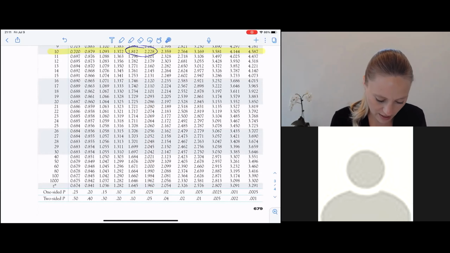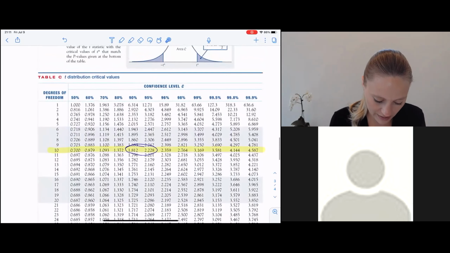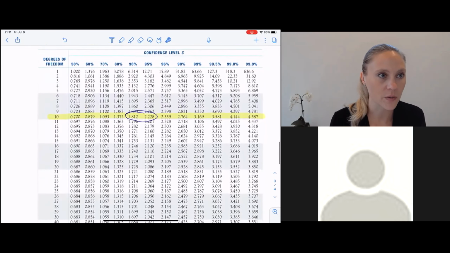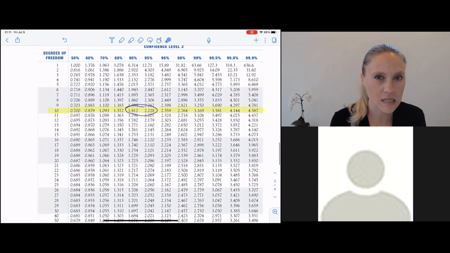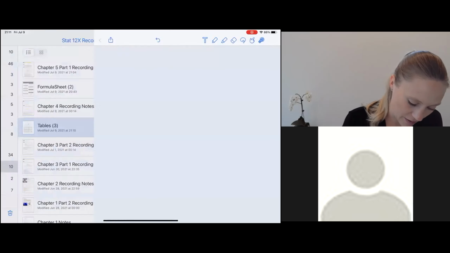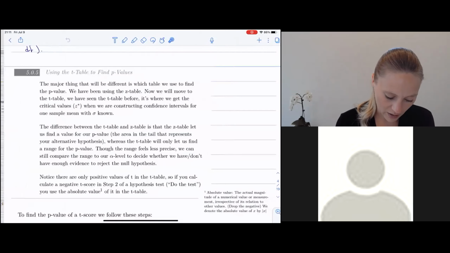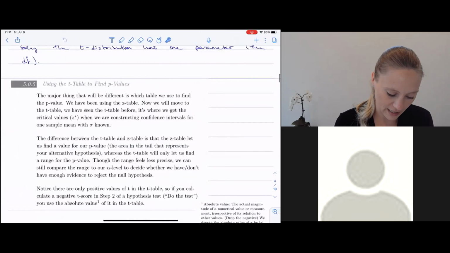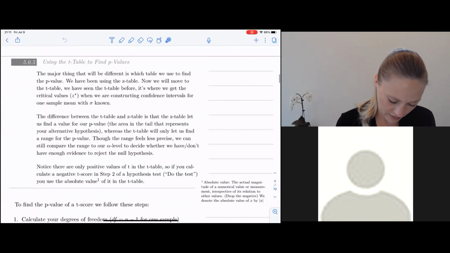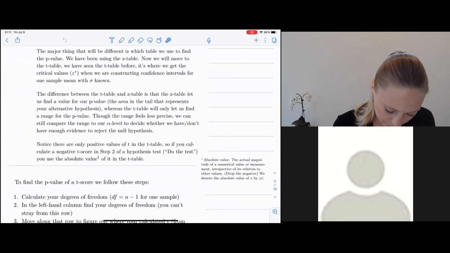Okay, let me just bring this in so that I've got a better idea. I will bring it in with that highlight there, but let's just go through these steps here.